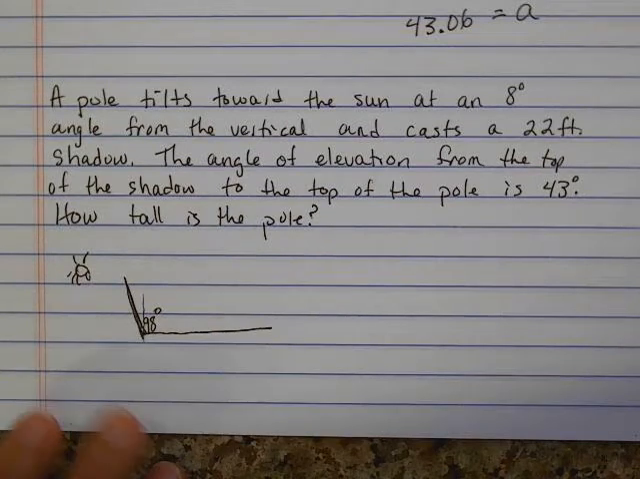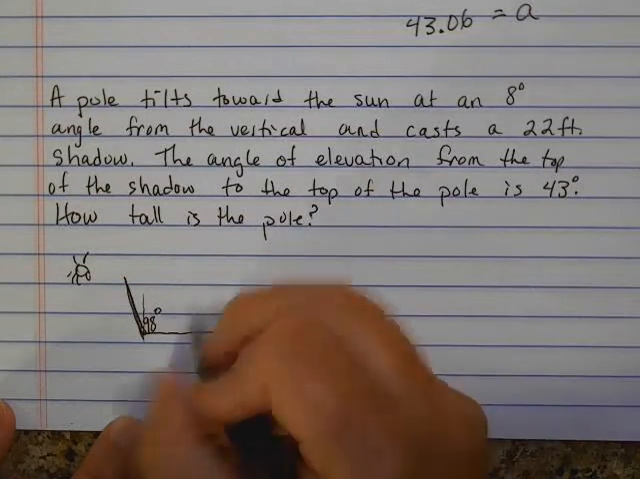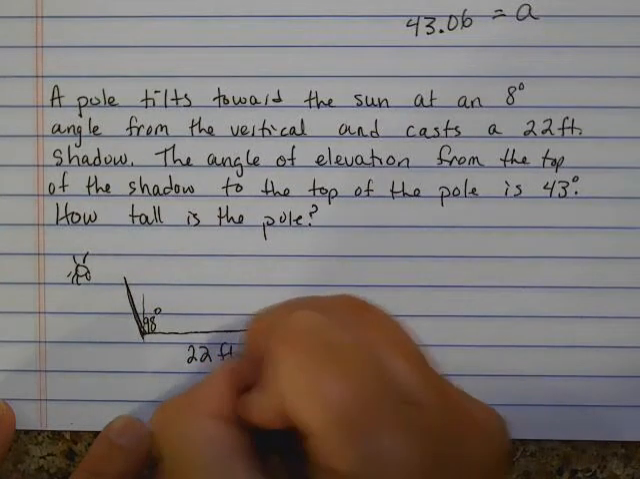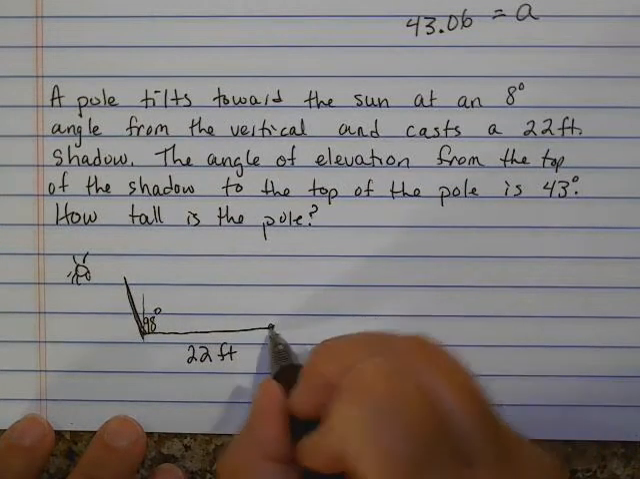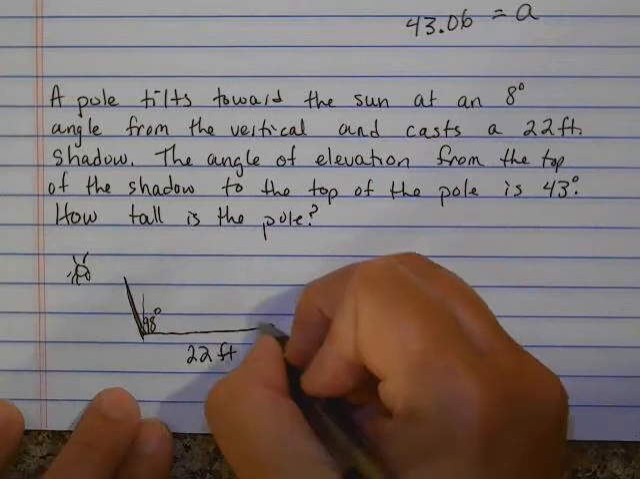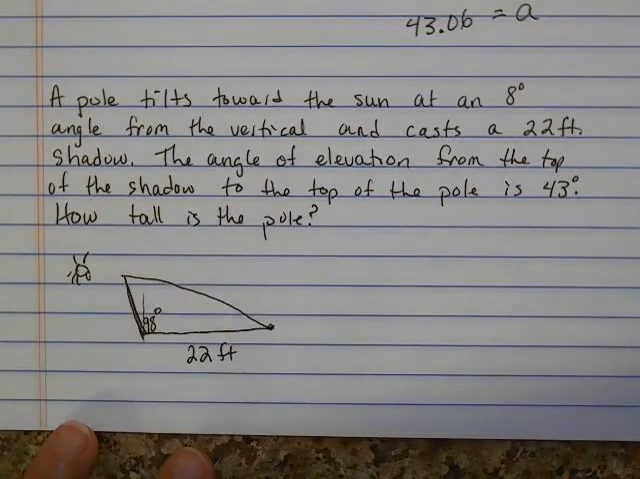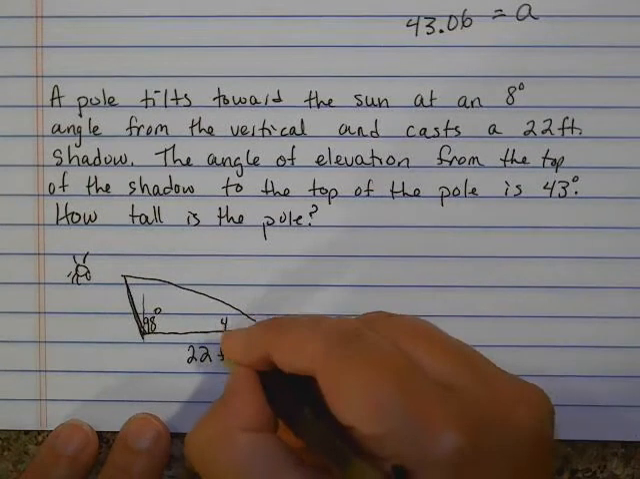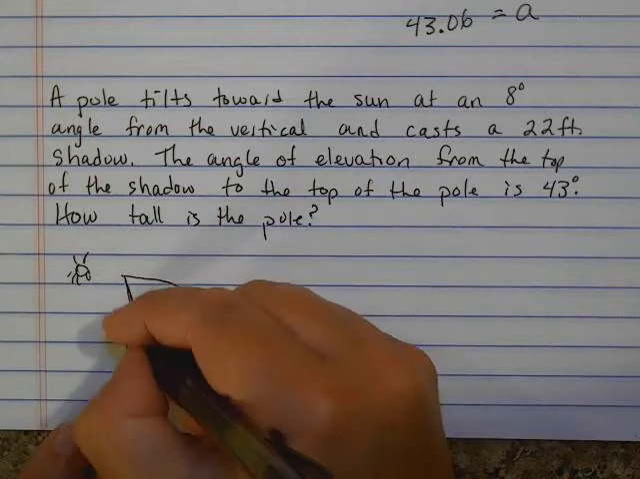And it casts a 22-foot shadow. So as the sun comes down, the shadow on the ground is going to be 22 feet. The angle of elevation from the tip of the shadow to the top of the pole, so when I go from the tip of the shadow to the top of the pole, it's 43 degrees. How tall is the pole? So I'm trying to find this right here.